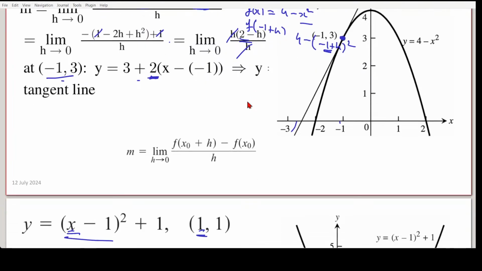So there is a point, right? What is the point? Minus 1, 3, right? Yes, sir. And what is the slope? Slope is 2, right? Yes, sir. You know the point and you know the slope. What is the equation of a line? Y minus y1 equals m times x minus x1, right? Oh yeah, now I get it, sir. That formula. Y minus 3 equals 2 times x plus 1. This is what he has done. Yes, sir. Now I get it. Understood, no? Understood, sir.